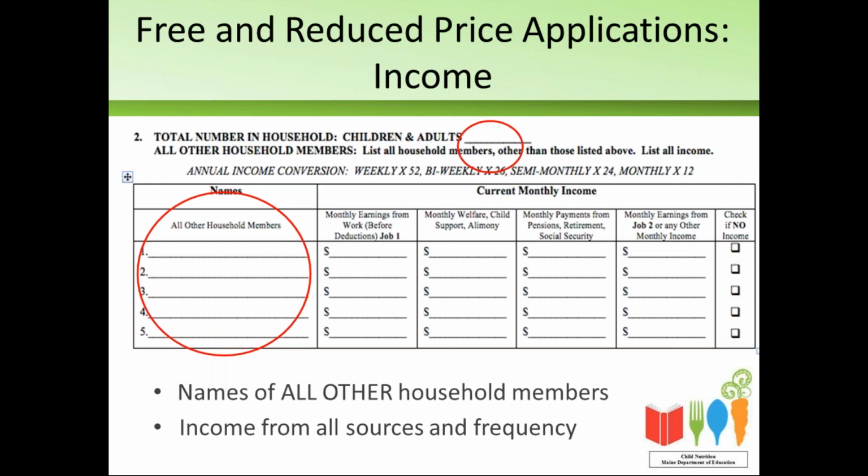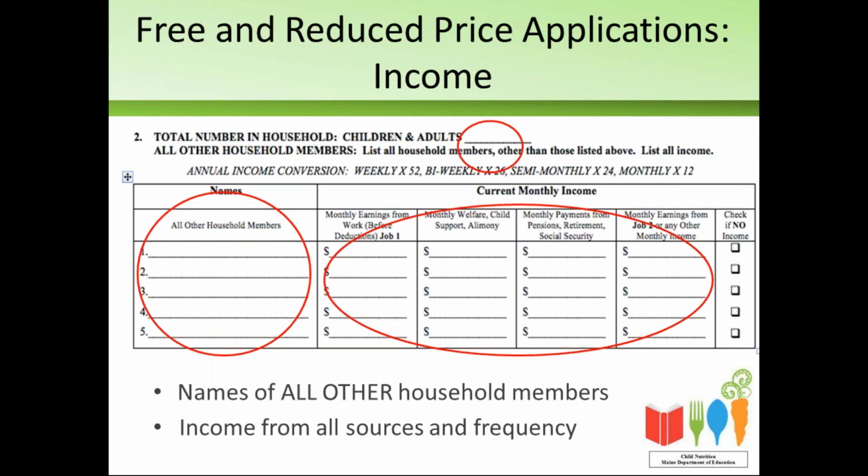And then next to that, you would put income. It lists on the application monthly income. There are times that the family will list other income, if they note that it's other income, weekly, bi-weekly, monthly. Convert to annual income if you have different income levels.